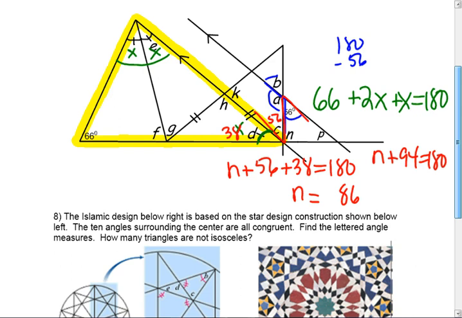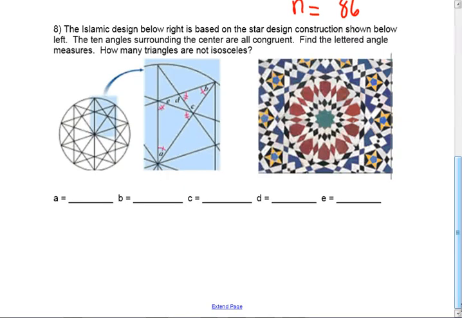Okay, on the next one, I'm not going to do much with this either because we got to get our little quiz in today. But it says this design is based on a star design construction, 10 angles surrounding the center. They're saying all of these little angles are congruent. How many degrees is a circle? 360. So I have to divide it up equally into 10 parts. How big is that? That's 36. So angle A is 36, and then you can call that X and X.